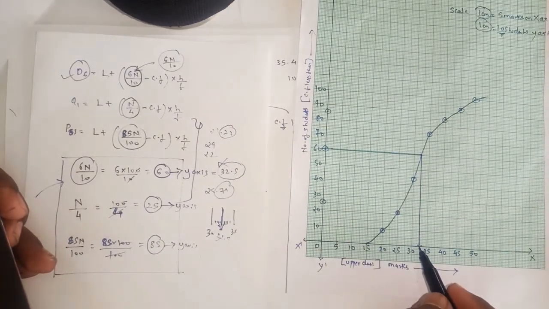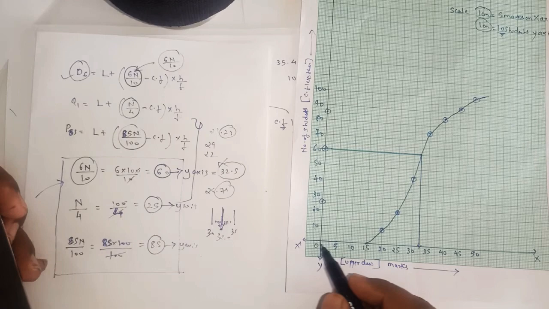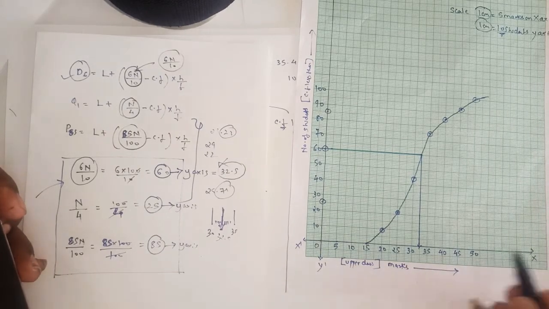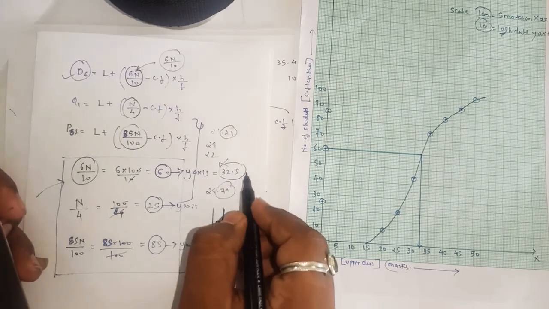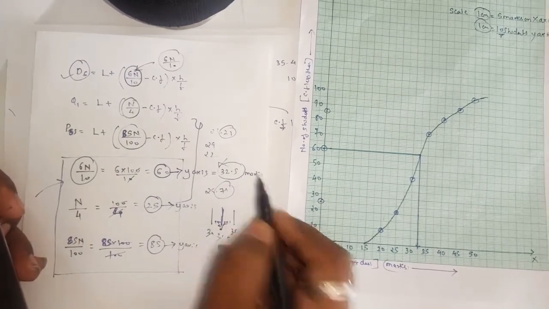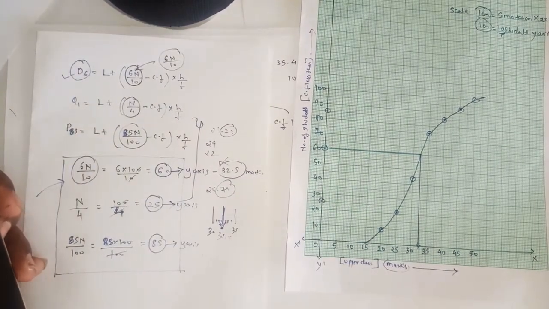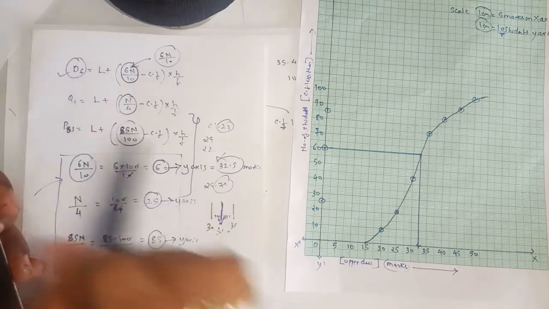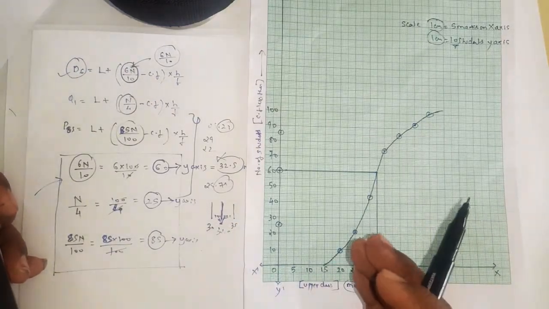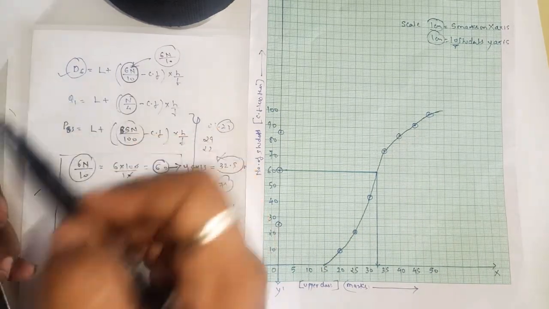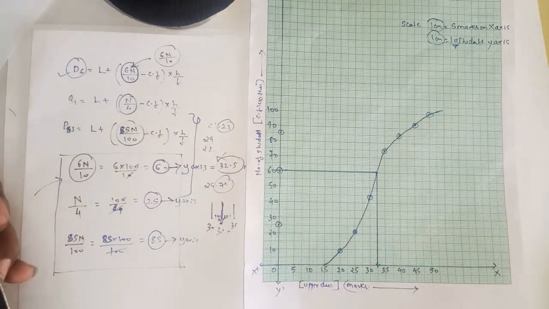Here we got the answer now. Your answer will lie on the x-axis, and the x-axis contains marks, so here we got 32.5 marks. I hope you all understood this sum. So this is the method, the trick, the hint with which you can find your answer for quartiles, deciles, and percentiles graphically.